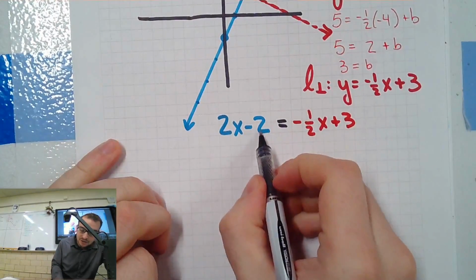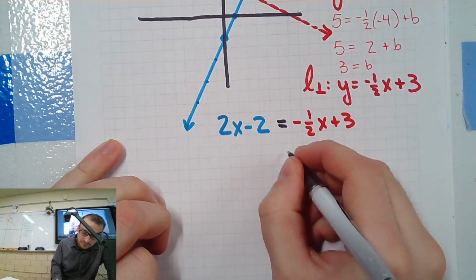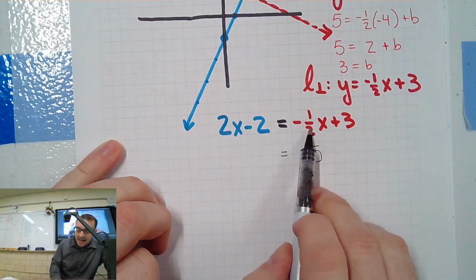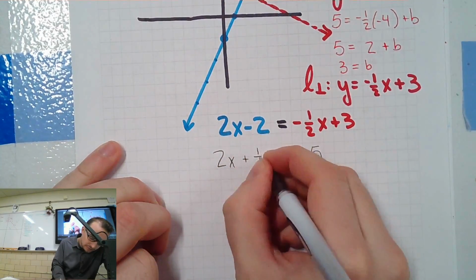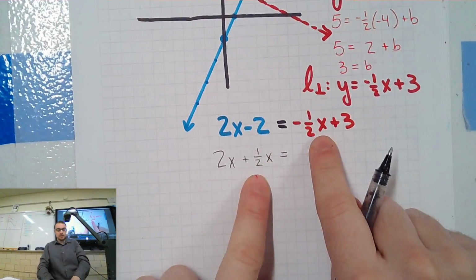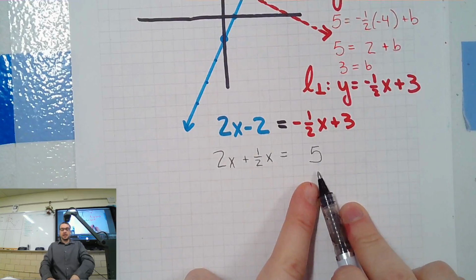I'm going to add 2 to this side. So moving that over, I get a 5, right? And I'm going to add a half x over to here. I'll write that out just so you can see what I'm doing. I moved a half x over by addition, and I moved the 2 over by addition, which combines with the 3 to make a 5. Everybody good so far?